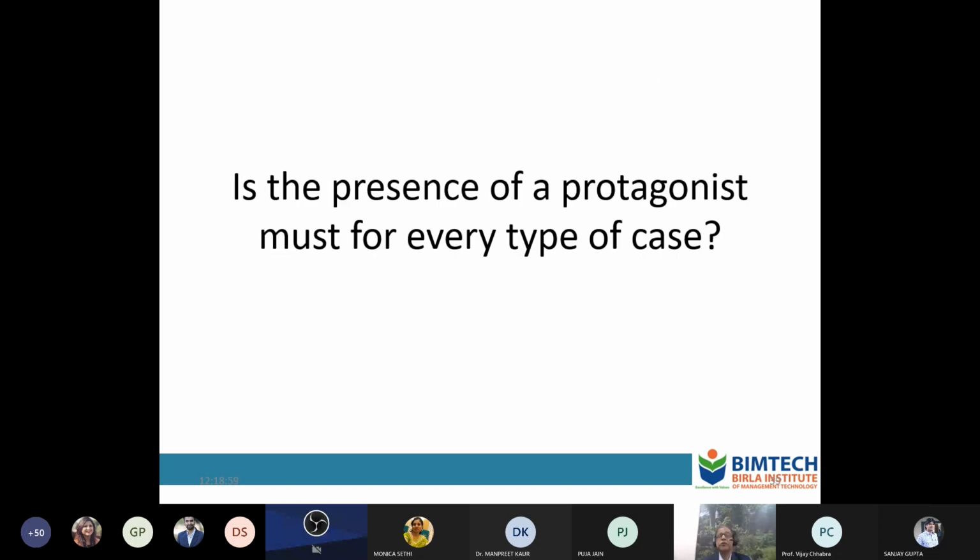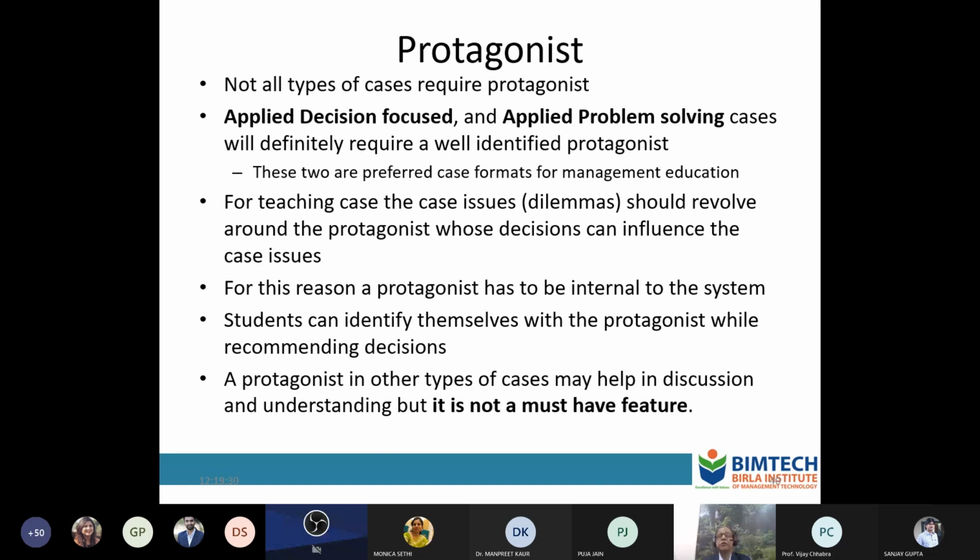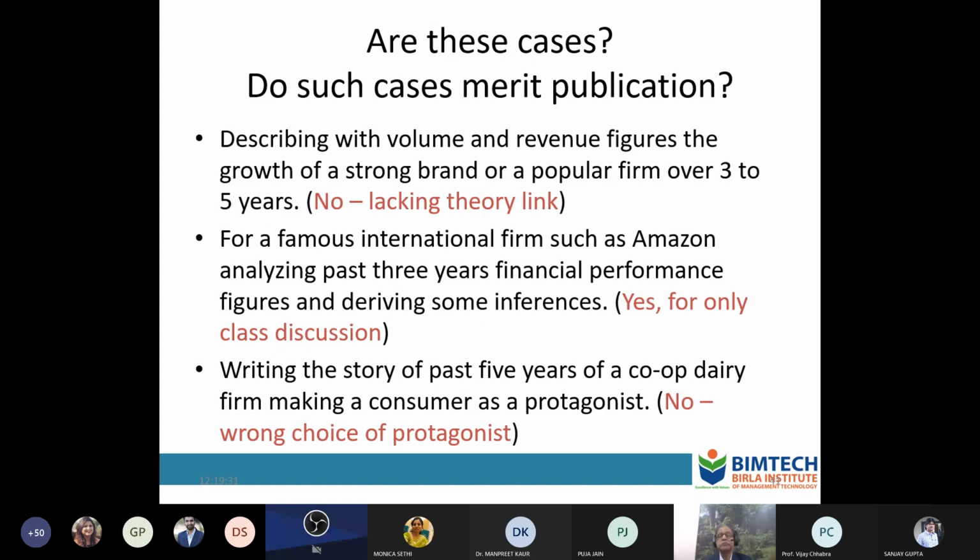Protagonist is a must for those cases which are discussed in MBA class. Why? Because they are decision focused and they are problem solving, for which the students feel comfortable putting themselves in the shoes of the protagonist. That is why protagonist. For the rest of the cases, may or may not. It is a nice to have kind of feature, not a must have feature. These are not the cases I've been discussing.